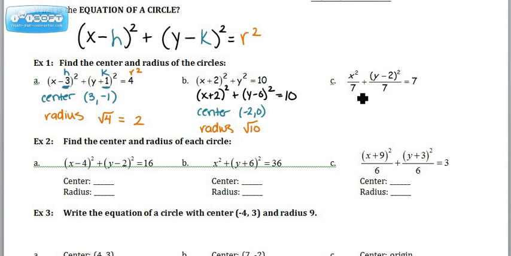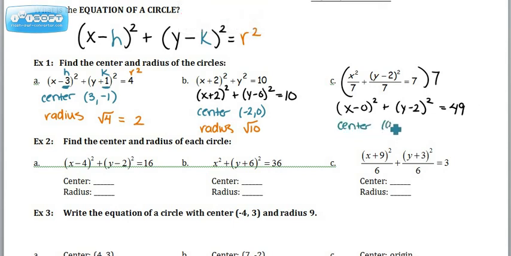On C, we do not have denominators of +1, so we have to get rid of those denominators by multiplying by 7. This gives me, again, an x minus 0 quantity squared plus the y minus 2 quantity squared equals 49. So my center is going to be 0, 2, and the radius, again, is the square root of 49, which is 7.